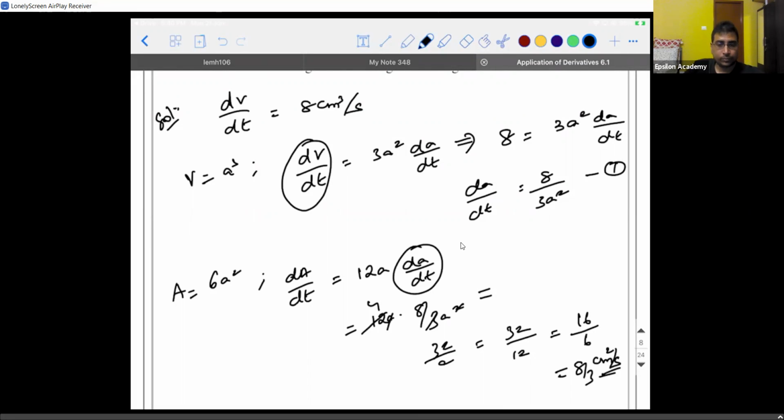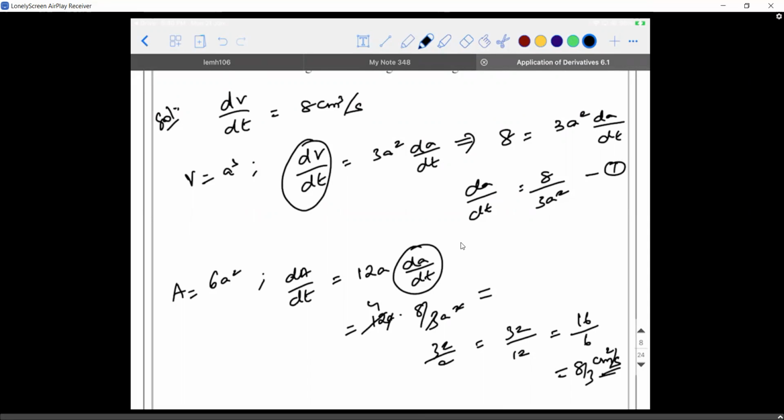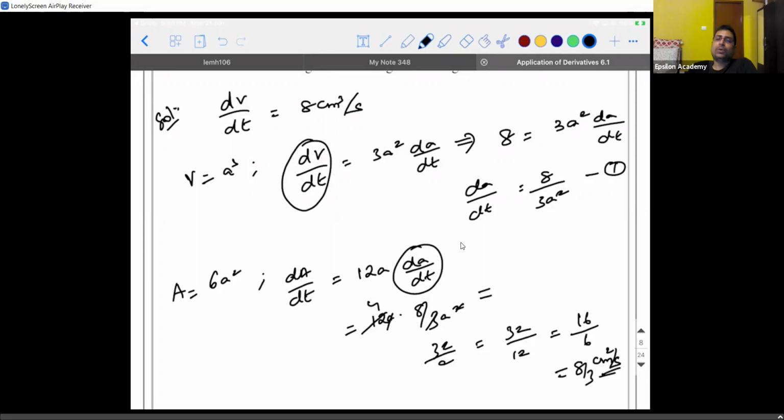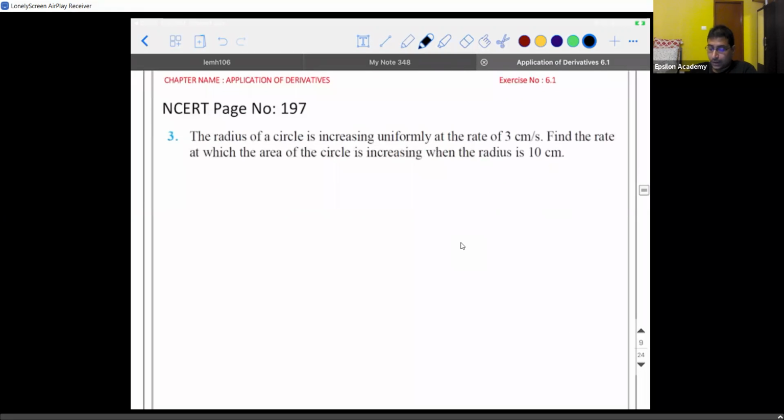How many of you got this? Got it, sir. Yes, sir. Good. So 8 by 3 cm² per second is the answer. Okay. Try this.